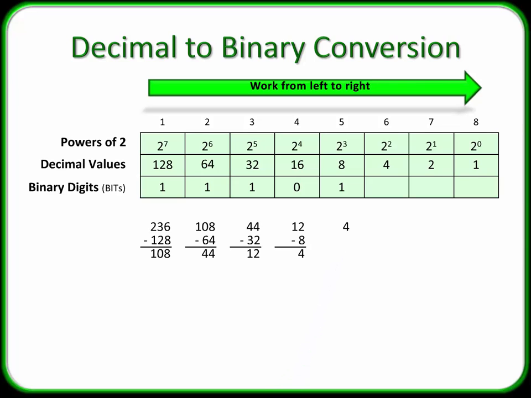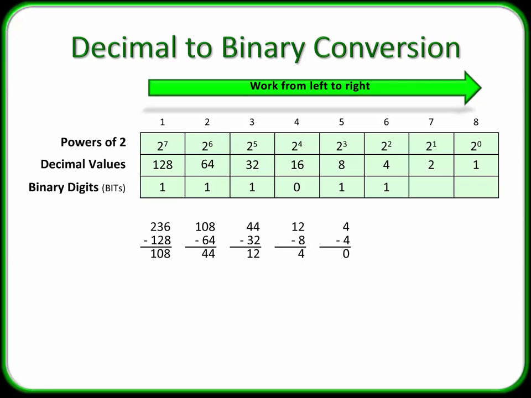Now we look at the remainder and identify which value from the decimal value row we can subtract from it. And that number, of course, is the number 4. So we'll put a 1 into the binary digits row to indicate we can subtract number 4 from 4, do the math, and now we come up with a 0 remainder.